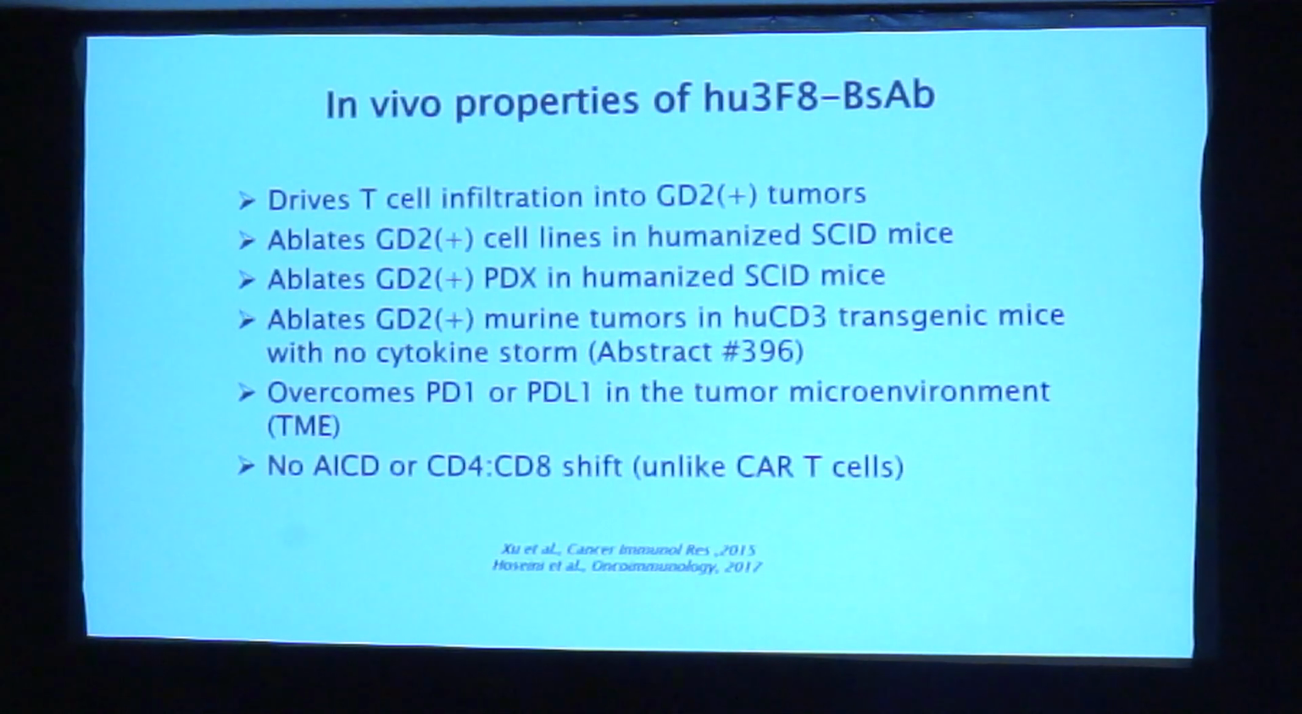And we've now shown that these T cells drove into tumors. They can shrink tumors in SCID mice. They can shrink tumors in transgenic mice. And we've done it with cell lines. We've done it in PDXs. So the concept here is that these bispecific antibodies can now take T cells, the classic T cells, polyclonal T cells, in fact, every T cell, if you think about it, into a tumor and do the job for you.